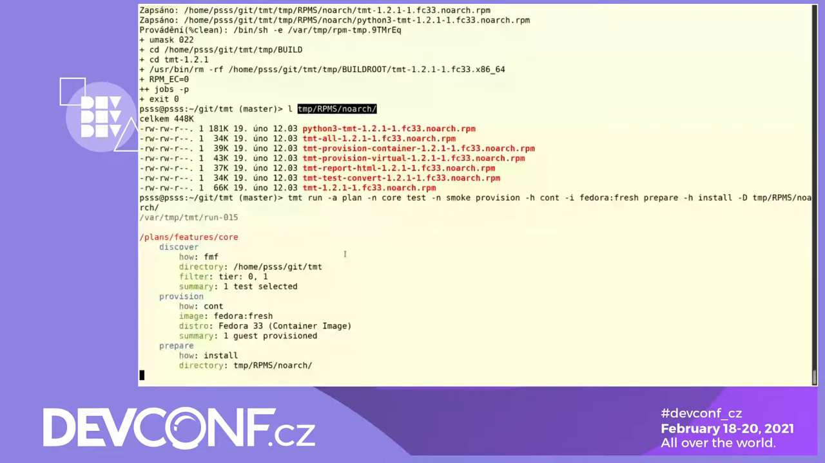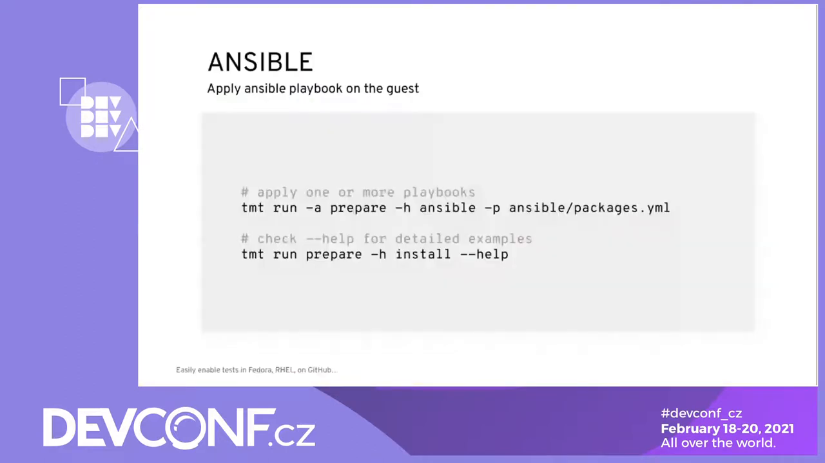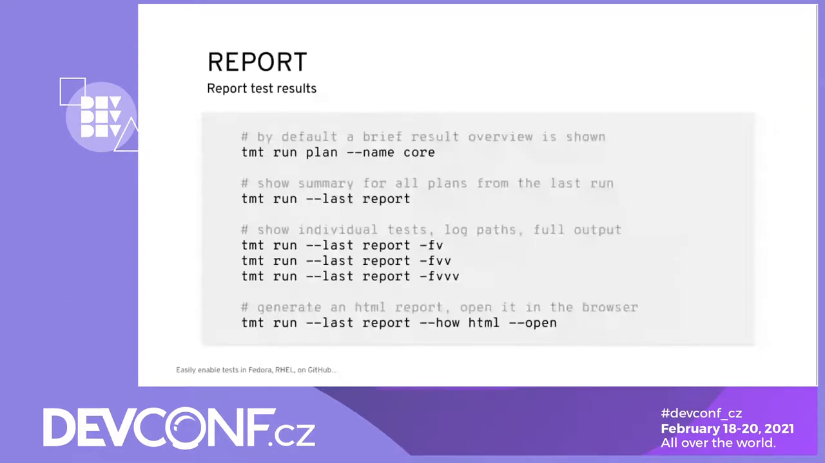We also support, of course, Ansible playbooks, so you can provide a playbook to prepare the guest, or some shell script. No problem with that. For the reporting part, you've seen that already. So tmt run plan name core, I can run some plan and it gives just some brief overview, but we can use tmt run last report with different verbosity levels and see some more details there.